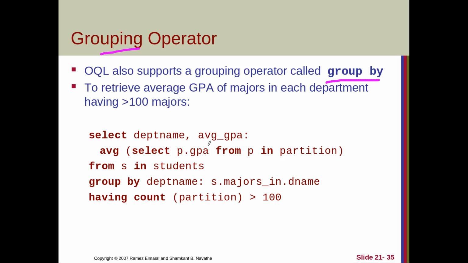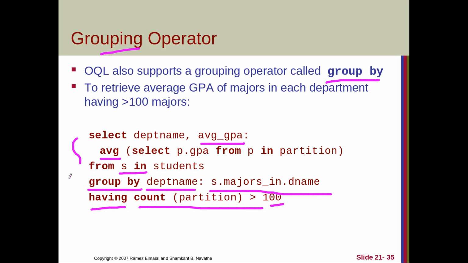Select department name comma average GPA. Average GPA is further complex. Average GPA, it will be identified as average GPA, the name I am giving a name here, colon, then average will be found out, AVG of select P dot GPA from P in partition, from S in students, group by department name. So just remember these terms, group by department name, S dot majors in department name, having count of partition greater than 0.